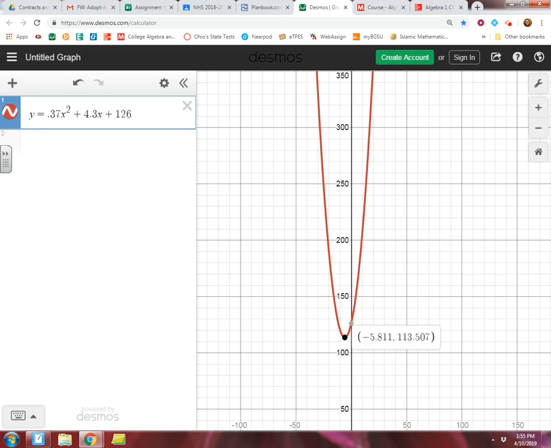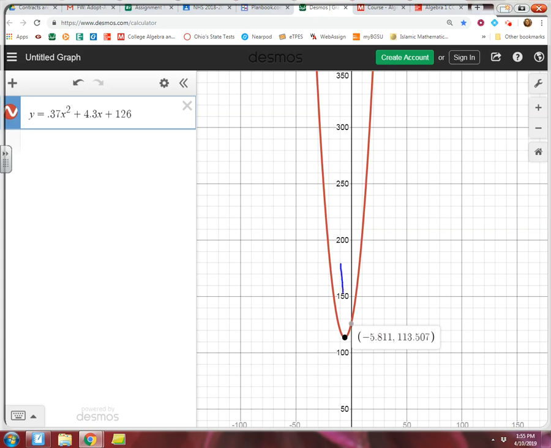Something we haven't talked about lately that I'm going to ask you on your homework is the axis of symmetry. What is the axis of symmetry? The line that splits it right down the middle, and it'd go right like this, wouldn't it? So what's the equation of that line? No. X is equal to negative 5.8.